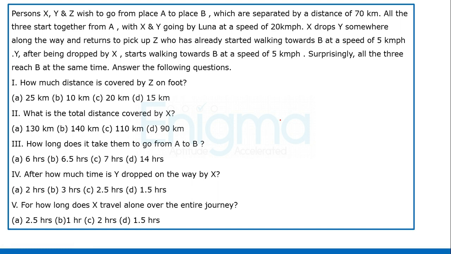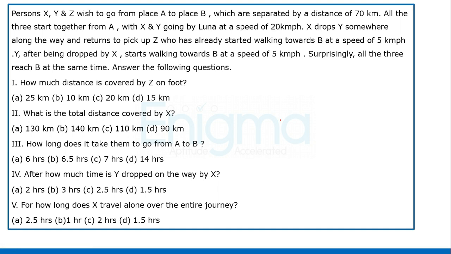Persons X, Y, and Z wish to go from place A to place B, which are separated by a distance of 70 kilometers. All the three start together from A with X and Y going by Luna at a speed of 20 kilometers per hour.